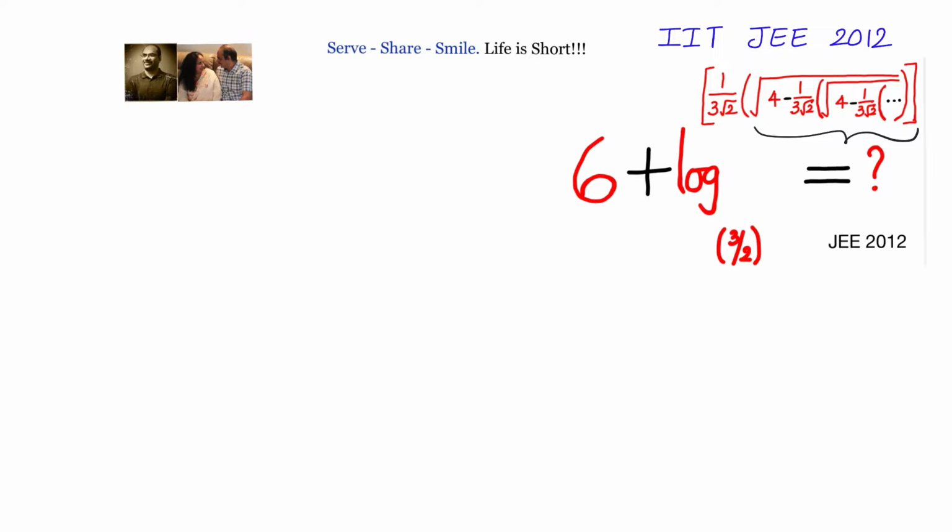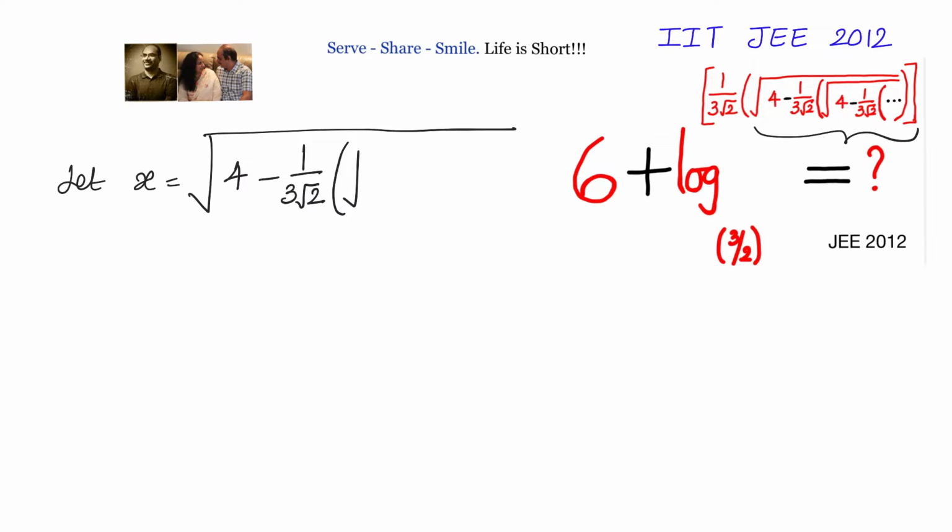First step I will write down. Let x equal the repeating part, that is square root of 4 minus 1 by 3 root 2 multiplied with again square root of 4 minus 1 by 3 root 2, again multiplied, like that I can go infinite times. Now if we observe carefully, we have 4 minus 1 by 3 root 2, again we have under root 4 minus 1 by 3 root 2. So actually inside the root, this is repeating forever.